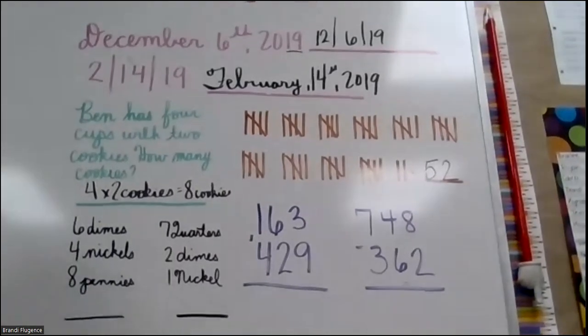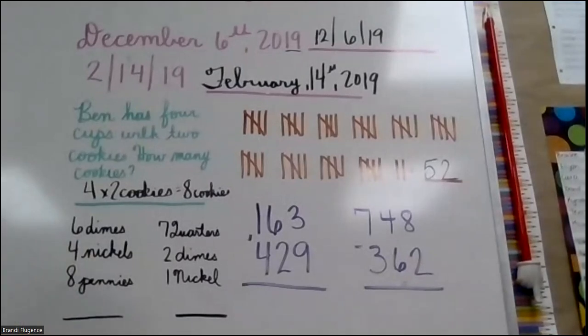Okay, everybody has an amount? 6 dimes, 4 nickels, 8 pennies. What you got? 88 cents. Okay, next one. 7 quarters, 2 dimes, and a nickel.